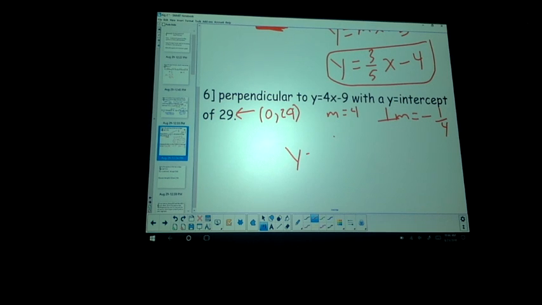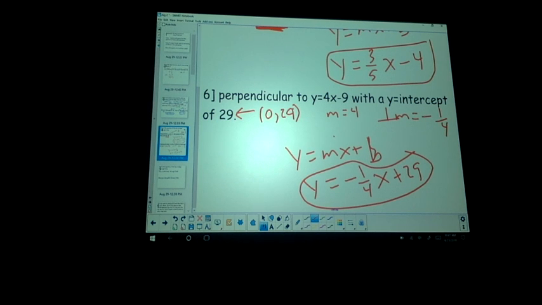So then I can use y equals mx plus b. I want the perpendicular slope, not the parallel slope, so I have negative 1/4 x. And then my b value is plus 29. Looks just like that.